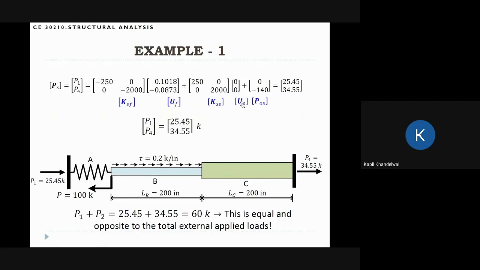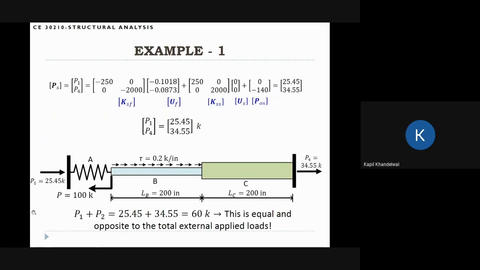So we can go ahead and do this calculation. This is the calculation for P1 and P4. And you can still see that KSS is getting multiplied by US, that is 0. So we don't really need this KSS here, but I'm just showing it for completeness. And this is our answer for P1 and P4.